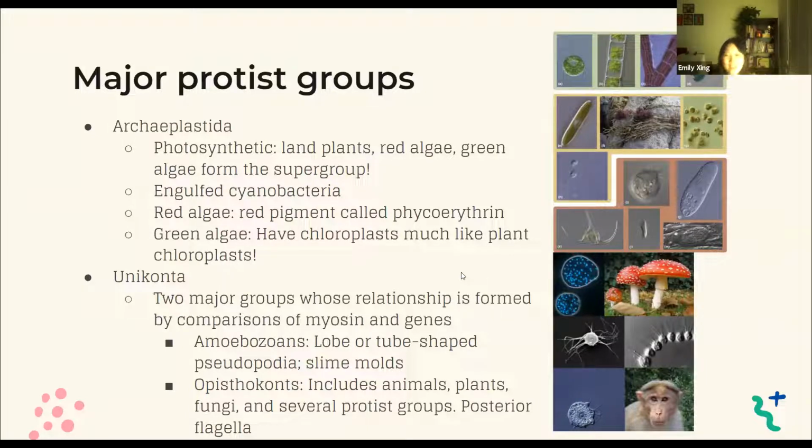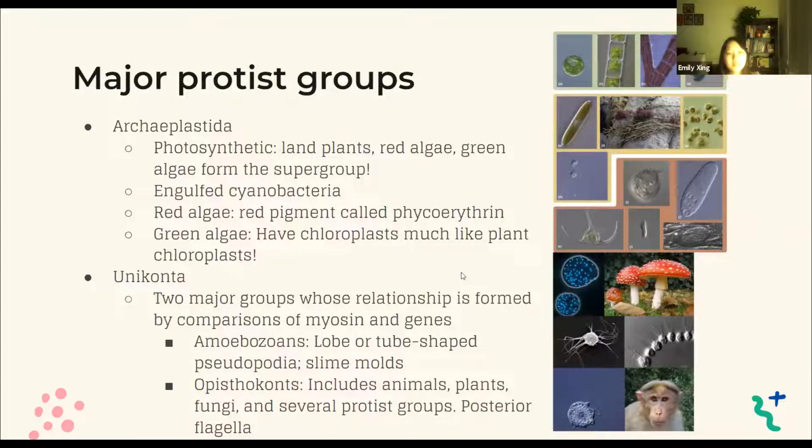Okay, the final protist group is Unikonta. There are two major groups of Unikonta, and their relationship is connected by comparing the structure and overall function of their myosin proteins. Myosin is a protein found in the cytoskeleton and in muscles, overall a very key player in the body of organisms, and also various specific genes in the genome.